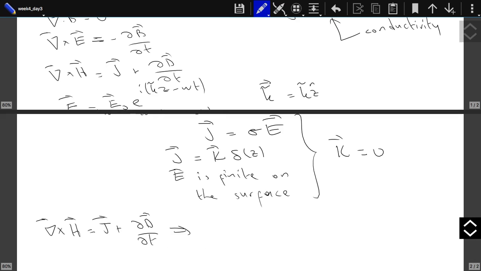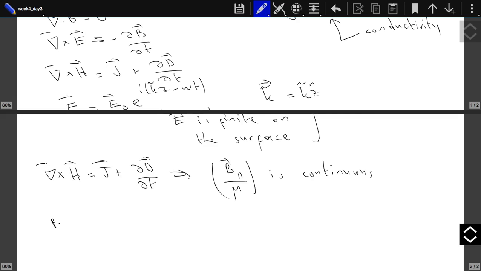This just tells me that B parallel over mu is continuous, or B1 0 in the y hat direction over mu1 minus B1 0 prime in the y hat direction over mu1 should be equal to B2 0 in the y hat direction over mu2. Well, this is mu1, sorry.